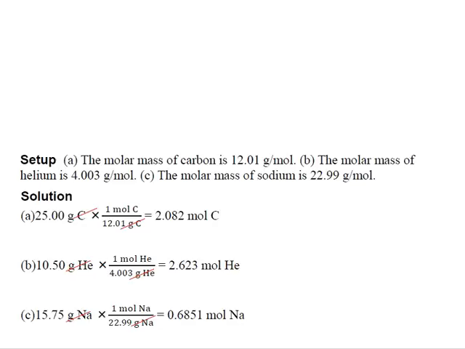Alright, so setup for these. In part A, we're going to use the molar mass of carbon, which is 12.01 grams per 1 mole. So in the periodic table, that's where you would get the 12.01 from. The other number that is associated with carbon is 6, which is the atomic number.